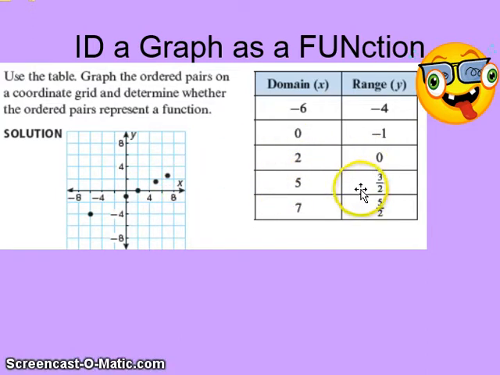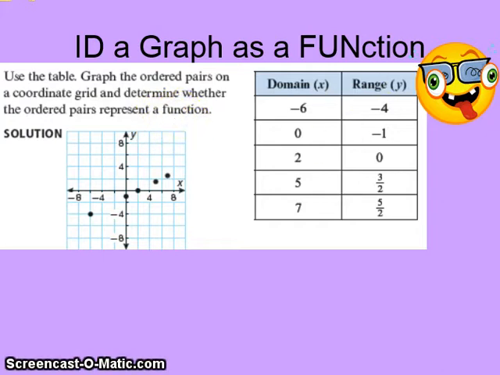5 and 3/2, we would go to the right 5 and up 1 1/2, that's that point right there. And then 7 and 5/2 is this point right here. So this has been graphed. Now, we don't connect the dots because all the information we have says that these are the ordered pairs on the graph. Now, we have to determine whether these ordered pairs represent a function.